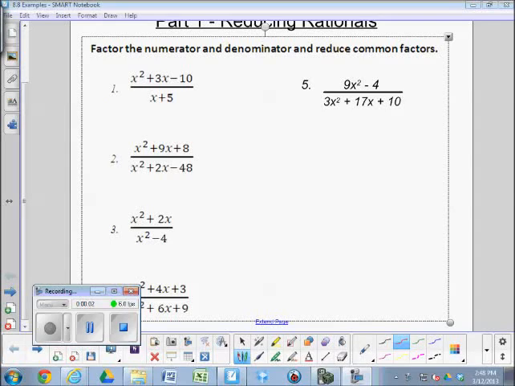This is part 1 of the 8-8 handout on reducing rational functions. We're going to start by looking at number 3 here.